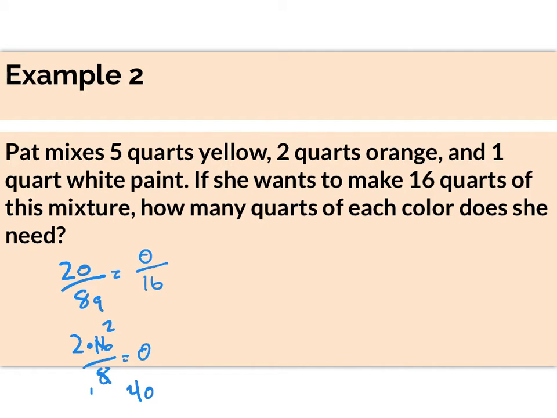We had, I believe, 10 quarts of yellow from the previous page, 4 quarts of orange. And so now if we know we need 16 totals, 10 plus 4 should give us 14. So that means 14 is 2 away from 16. We should need 2 quarts of white. So let's check and do the math.